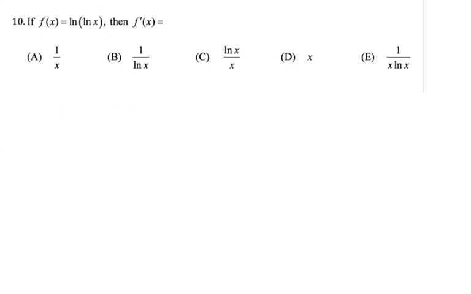All right, let's look at number 10 together. In this case, we just have to take the derivative of ln of ln. First, the outer layer: the derivative of ln gives us 1 over ln of x. But by the chain rule, we have to take the derivative of ln of x one more time, which becomes 1 over x. Now, 1 over ln of x times 1 over x. Which one is that? Choice E.